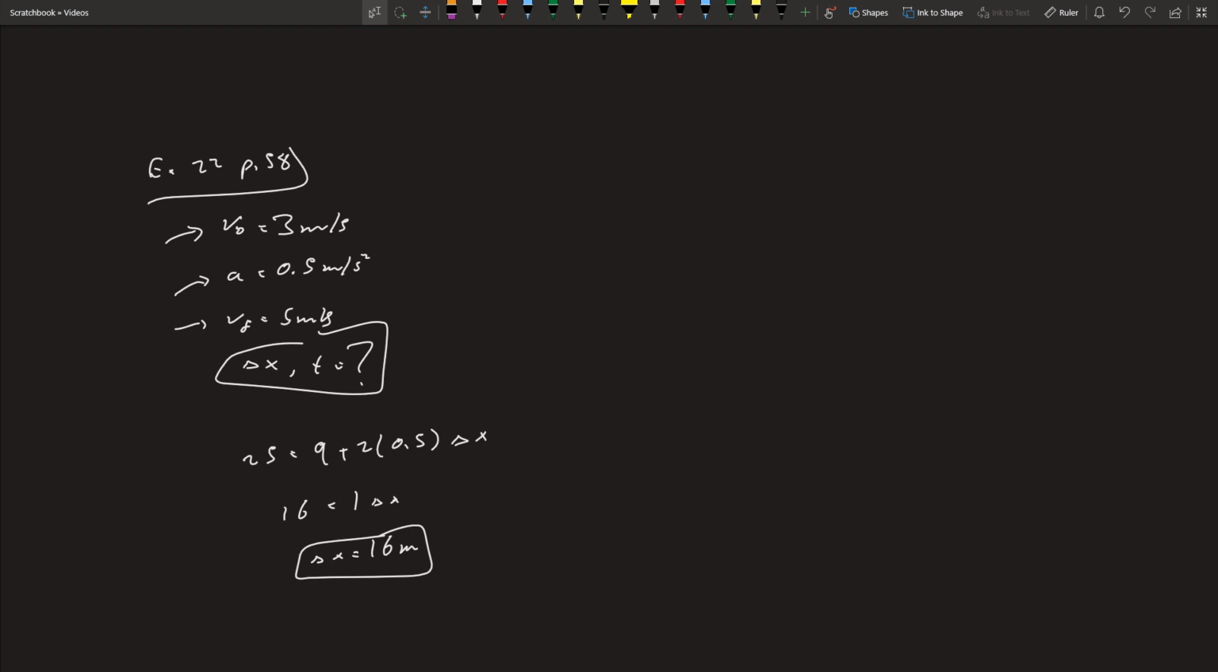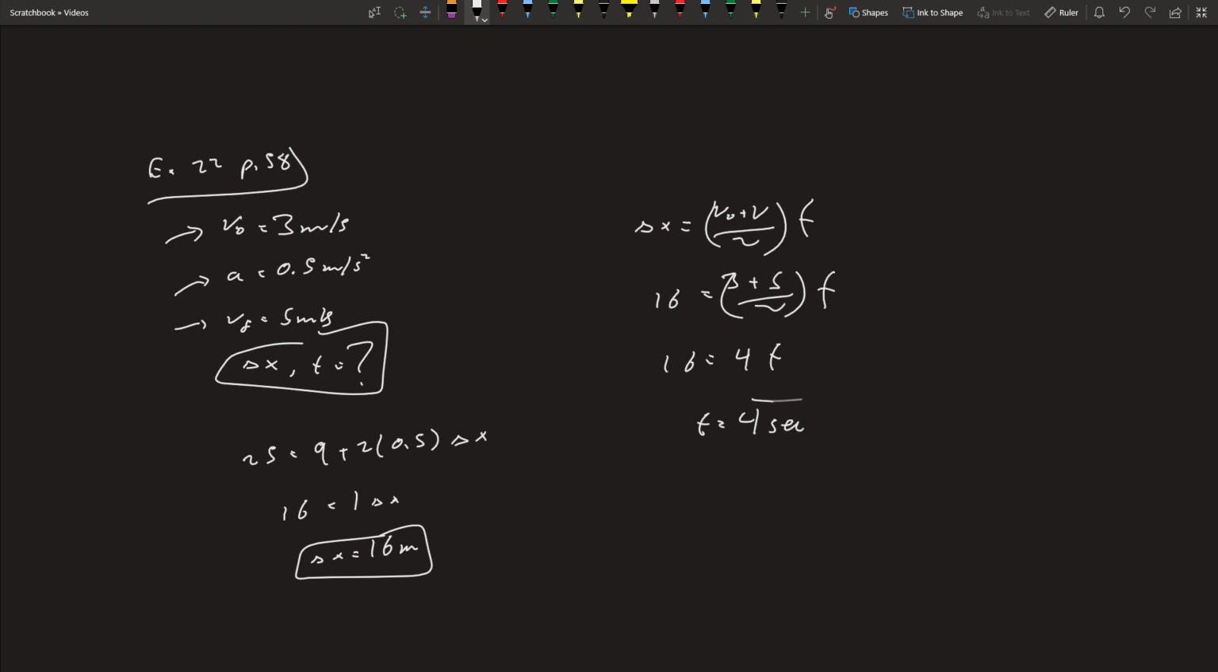Now, we want to find the time. We can use two equations over here. I'm going to use the easier one. We know that the displacement is equal to the area under the vt graph, so we have v0 plus v over 2 times time. This is 16 is equal to 3 plus 5 over 2 times time. So 16 is equal to 8 over 2, which is 4, times time. So time is equal to 4 seconds.